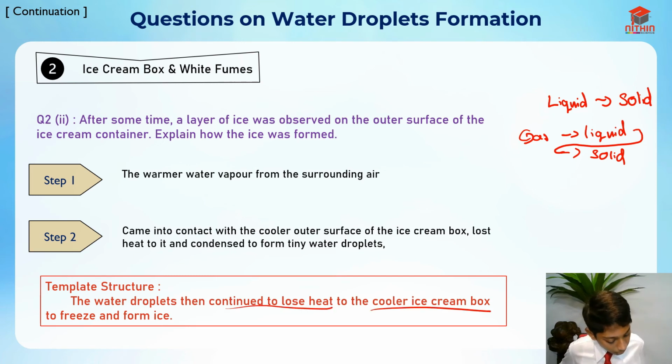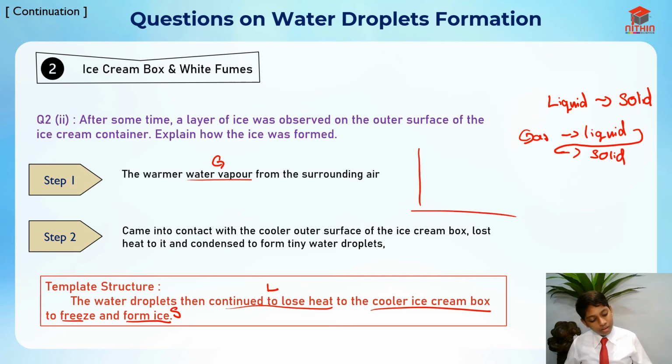So at this point, when it's continuing to lose heat, it's actually at the state of liquid. Okay, and warmer water vapor is actually a gaseous state, so over here is gas, and after that it freezes and forms ice, and ice is actually a solid state. So this is how we explain the slow progression of the ice formation. Okay, so now let's move on.